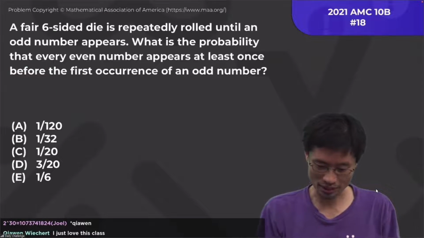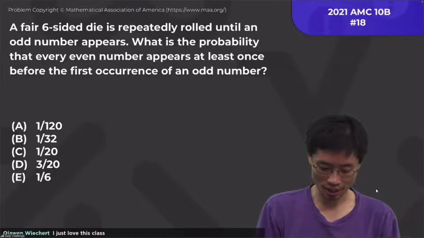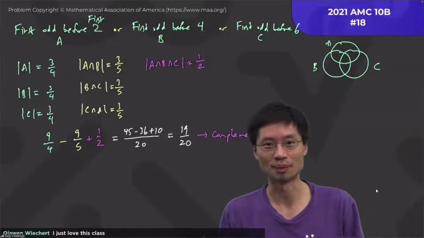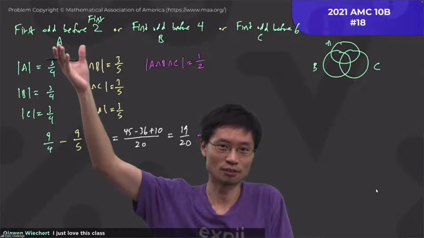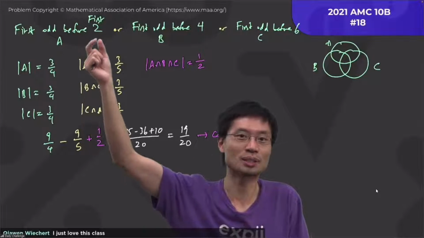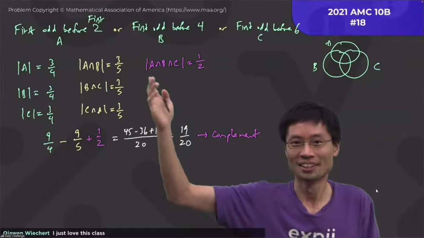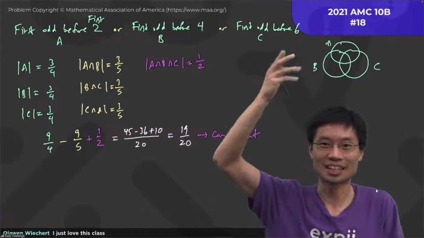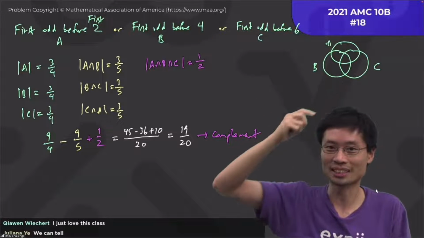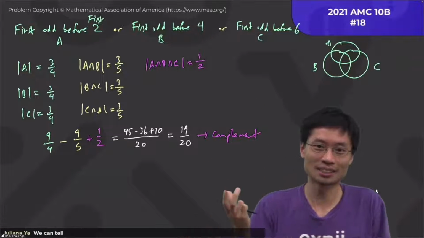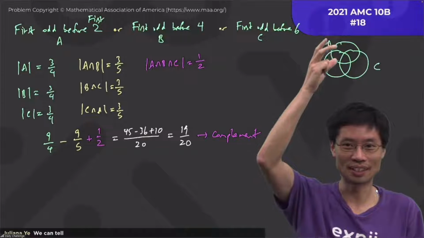Because what you want is the chance that every even number comes at least once before the first odd number. And so here's the cases where you fail. Like you fail because the first odd number came, but you didn't get a 2 yet, okay? So then I've got these three things, and I just need to figure out the probability of A or B or C, and then complement it. So my answer is going to be 1 minus the probability of A or B or C.